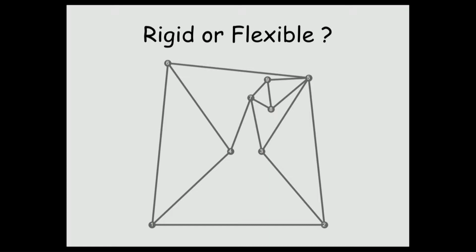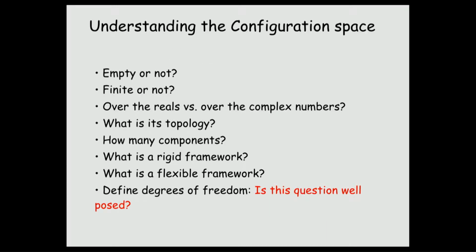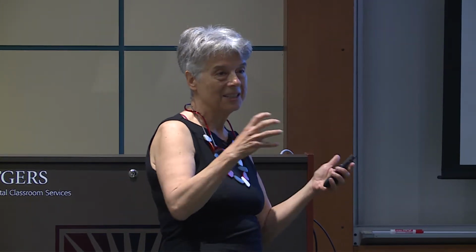And there are 2 aspects here. One is the graph itself, and the other is the particular placement in which it lives. So our goal is to understand the configuration space, empty or not, finite or not, over the reals or over the complex numbers. We like to understand this topology. Why? Because if it's flexible, we would like to design trajectories. We like to move within the space, and the topology is relevant. Is it a sphere?